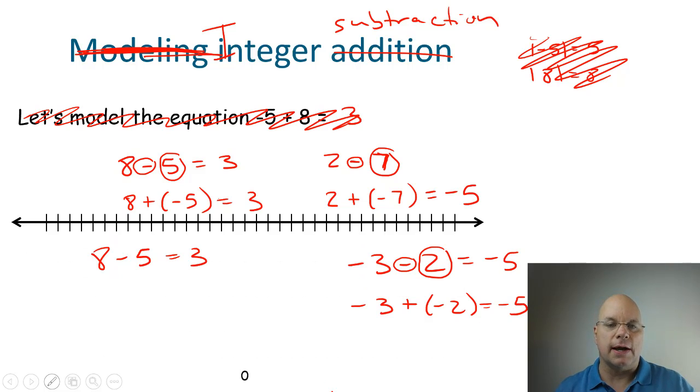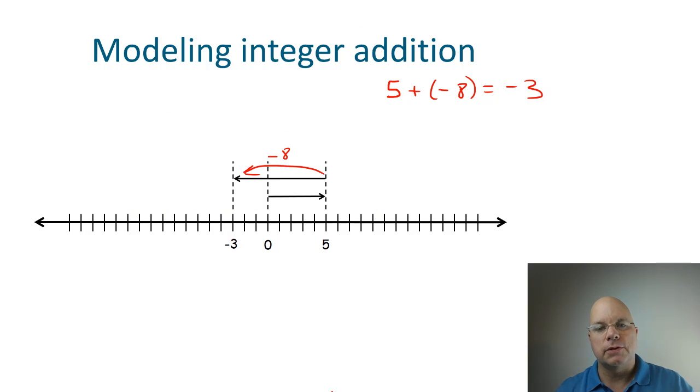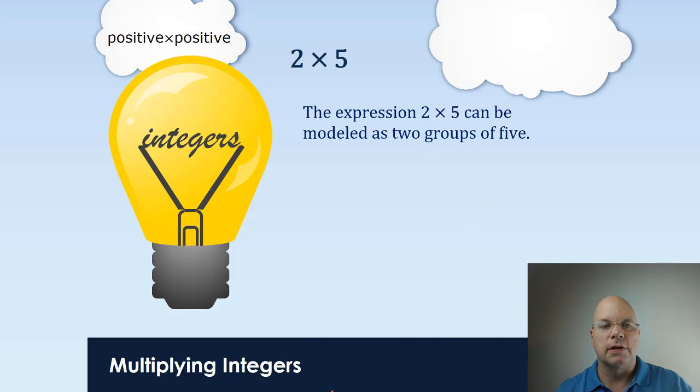Okay, so that's integer subtraction. Let's talk about integer multiplication and division. The expression 2 multiplied by 5, positive 2 multiplied by positive 5, can be modeled as two groups of 5. So there's a group of 5, and there's a group of 5. Two groups of 5 is equal to 10. So if this is positive 5, all the yellows are going to be positive. We're going to see reds later. The reds are negative.